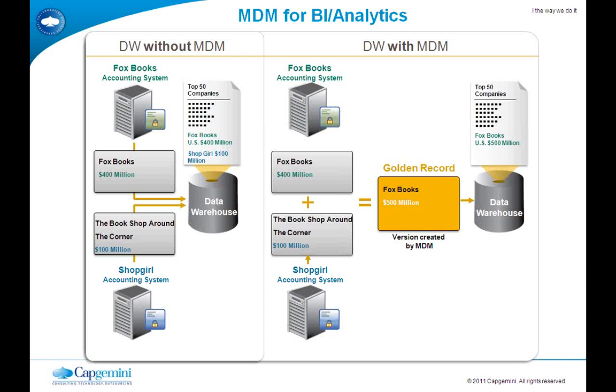So we've got these two companies. They're separately $400 million and $100 million companies, and may not make it into our top 50 without having the effective MDM management around it to truly understand that customer. So on the right, you see that through MDM, we're able to create one golden record out of these two organizations that shows their total value, which would put them in the appropriate category in this report.